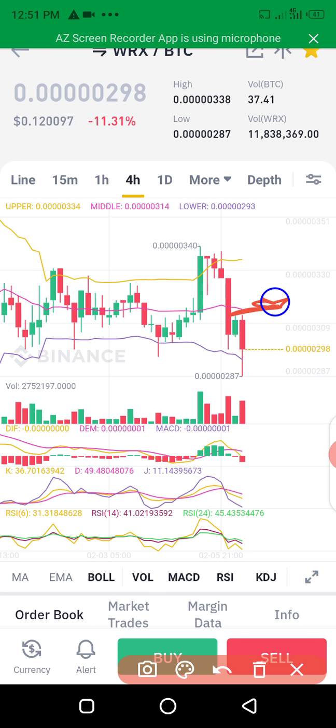As you can see, this asset is WRX/BTC. This long 4 hours candle is coming from upward, straight from upward, and it crosses the middle Bollinger Band. When it crosses, it says that the priority has shifted from upward to downward, that it is downward priority. So this is one of the secrets of Bollinger Band that you can be using to analyze the market.